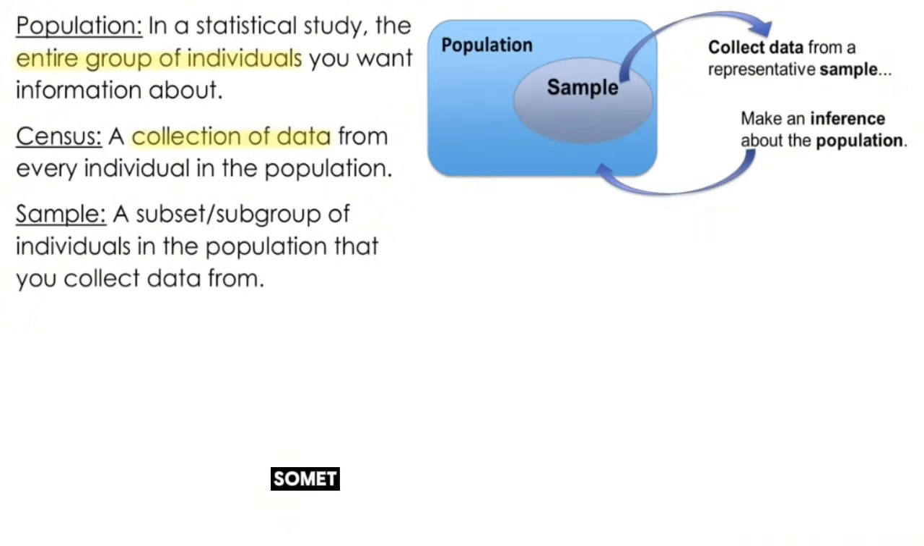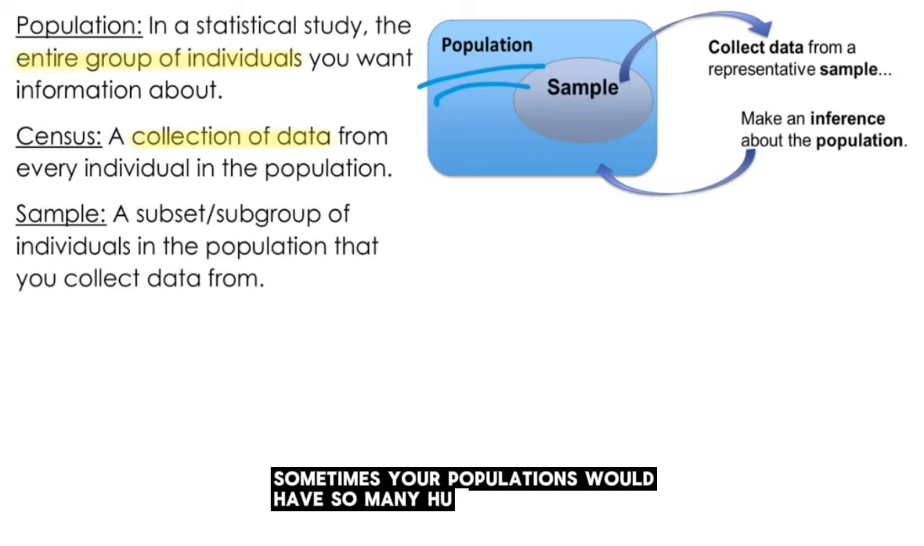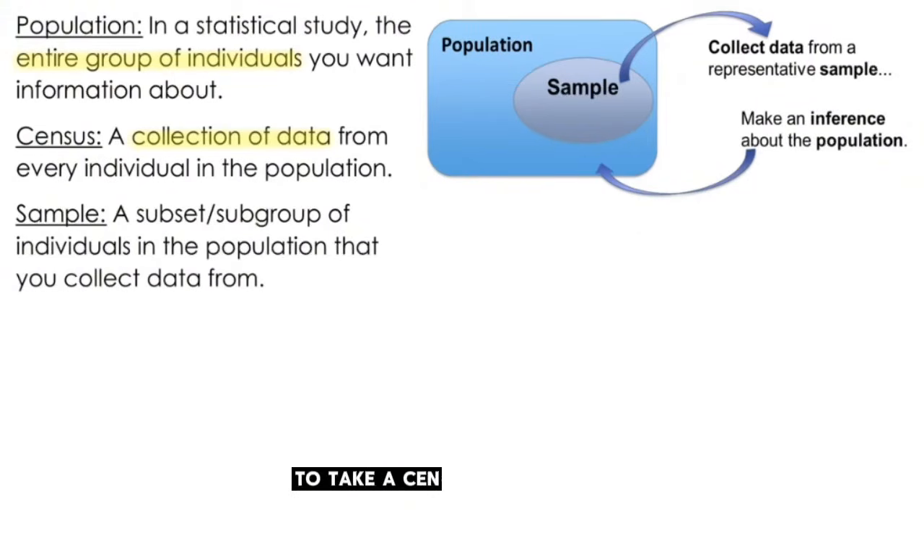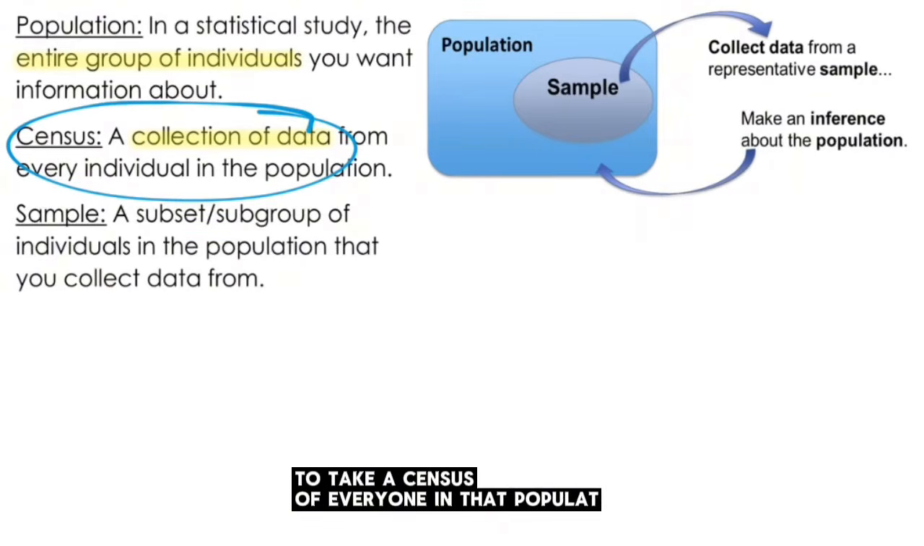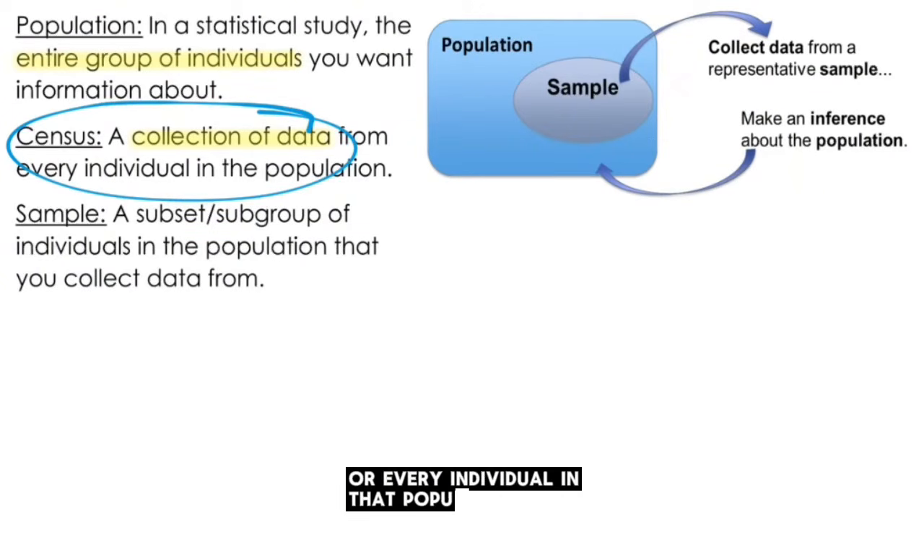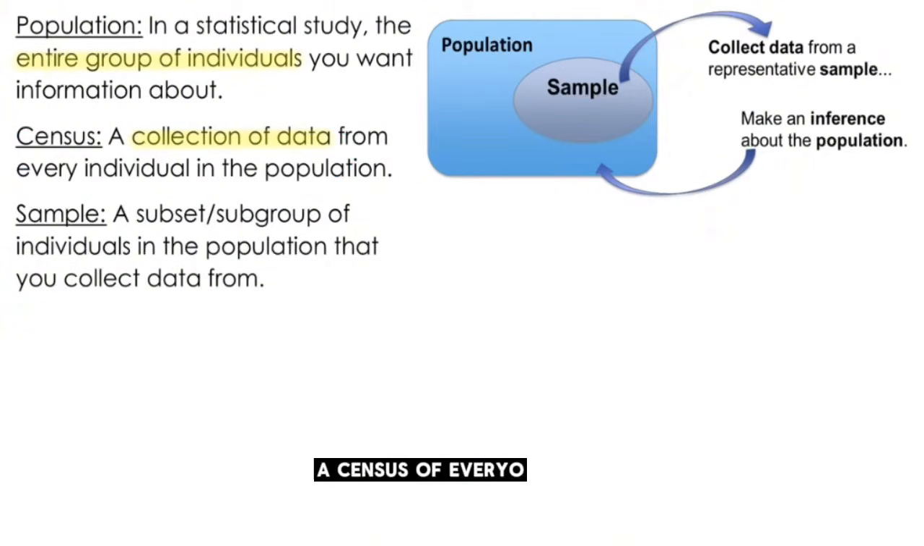But the thing is, sometimes your populations would have so many hundreds, thousands, millions of individuals in it where it wouldn't make sense to take a census of every individual in that population. In the United States or in other United Nations countries, for example, a census of everyone in the country is taken about every 10 years because it's not an easy thing to do, so it doesn't happen very often.